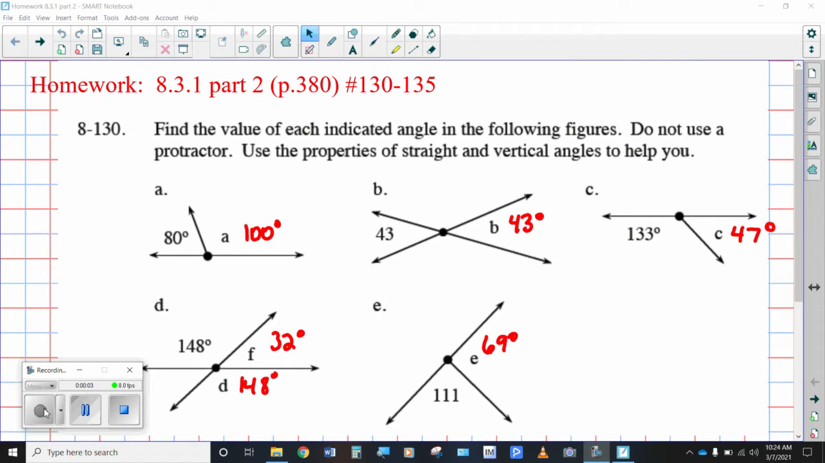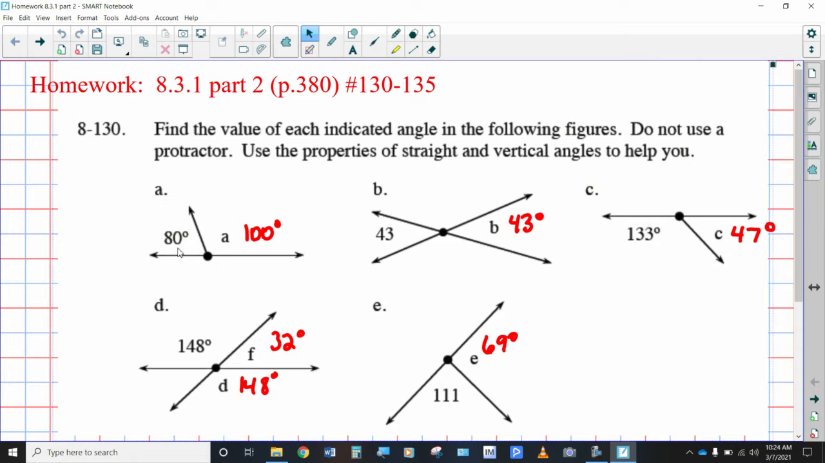Alrighty, let's take a look at our homework for lesson 8.3.1 part 2, problems 130 through 135. Problem number 130. This is fun. This is us getting ready for work we're going to be doing in chapter 9, which is right around the corner, looking at angle relationships.